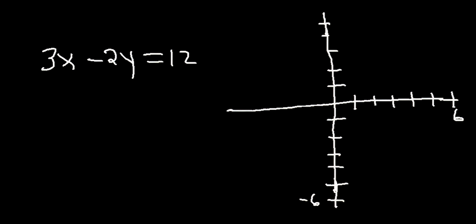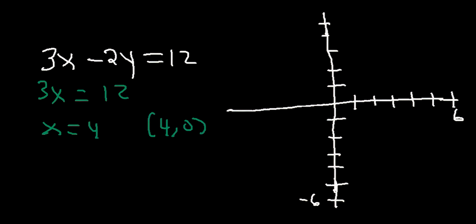So let's find the x-intercept. If we plug in 0 for y, the 2y disappears. So we're just going to get 3x is equal to 12. And if we divide both sides by 3, 12 divided by 3 is 4. So we get the point (4, 0).